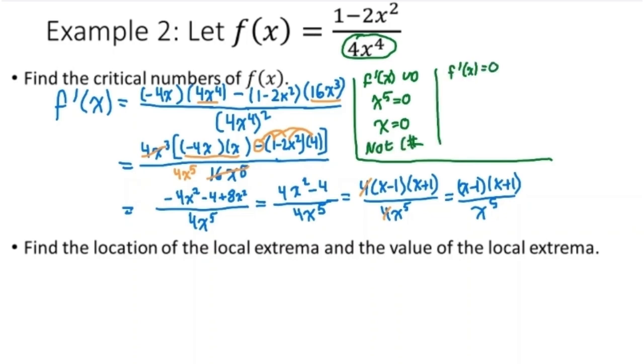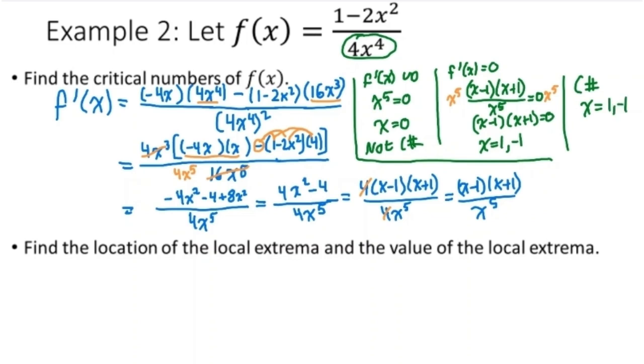Next, we'll see where f prime of x equals 0, which means we're going to set our function equal to 0. We'll multiply both sides by x to the fifth to cancel out the denominators, and we have to solve (x - 1)(x + 1) equals 0. And this is why we wanted to factor our derivative, not only to get rid of the common factors, but now it's really easy to solve for x. We can see that 1 and -1 would be the solutions to our equation. If we plug 1 and -1 into our function, it will not make our denominator 0, so our only critical numbers are 1 and -1.